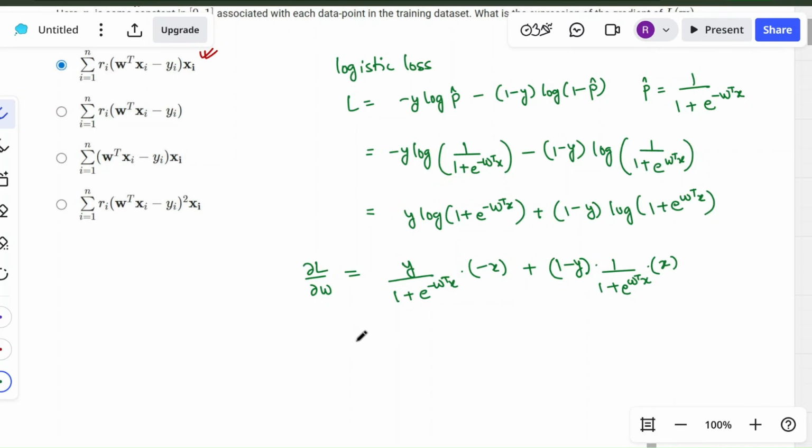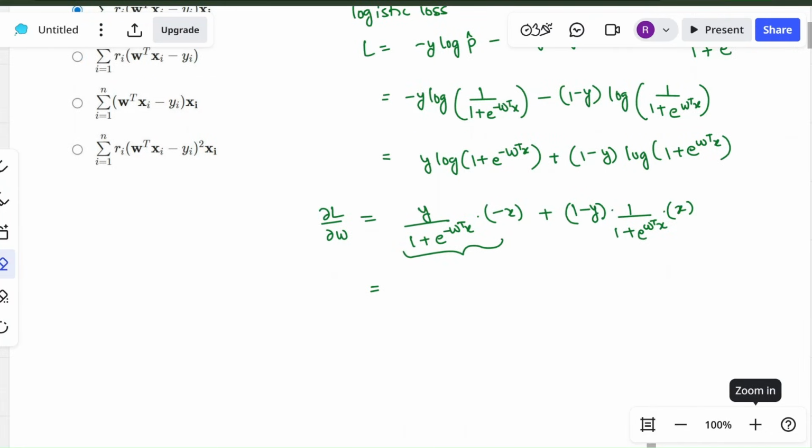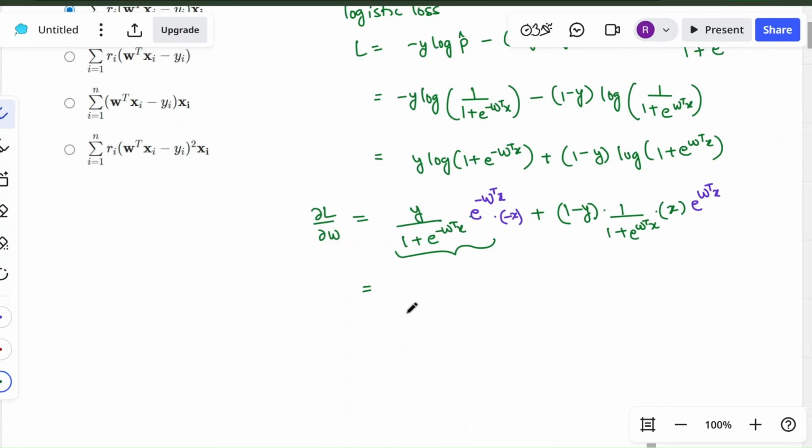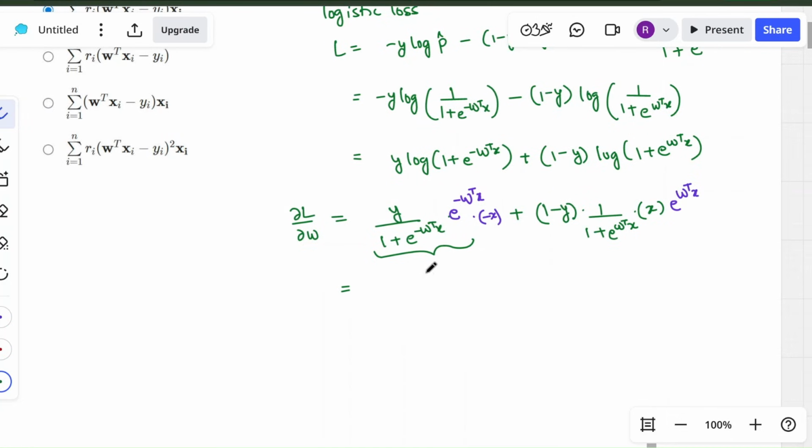So here, it will not be minus x; it has to be e to the power minus w transpose x times minus x. Again, here also it should be e to the power w transpose x times x, right? That is the change, and therefore, now let me continue with the entire process.